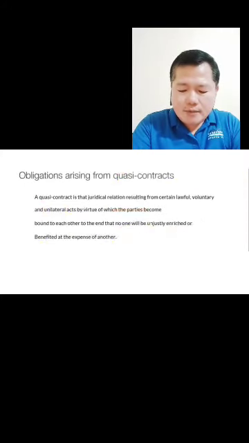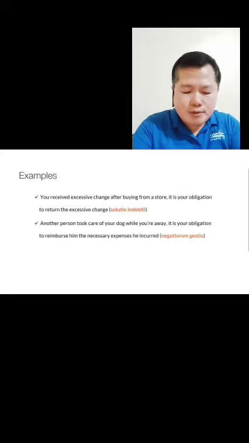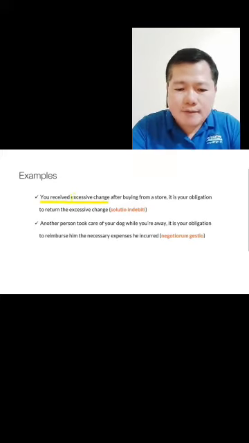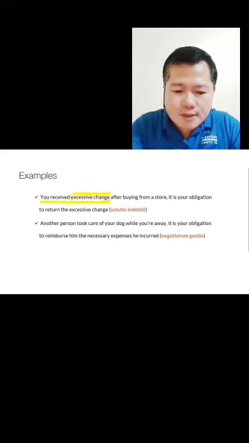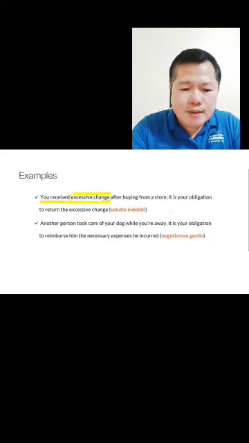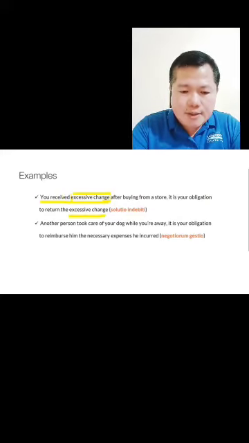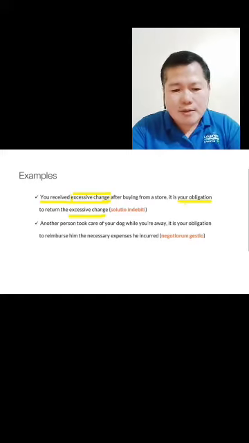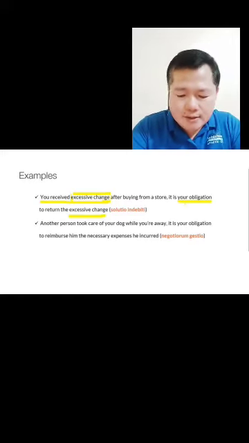So that you will understand, I have to show more examples. Number one, you receive excessive change after buying from a store. Excessive meaning sobra. So it is your obligation to return the excessive change. This is an example of solutio indebiti. Quasi-contract. So sino yung obligation? Ikaw, naka-receive ng excessive change sa sobrang sukli.